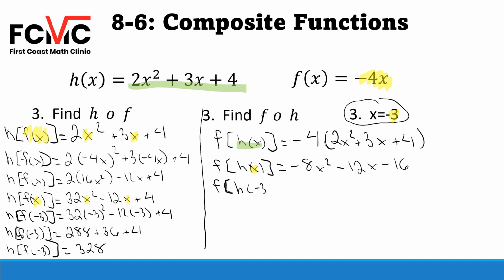And here, f of h of negative 3 is going to give us negative 8 times negative 3 squared minus 12 times negative 3 minus 16. So we're going to get negative 3 squared, which is 9. 9 times negative 8 is negative 72. Negative 12 times negative 3 is going to give us positive 36 minus 16.